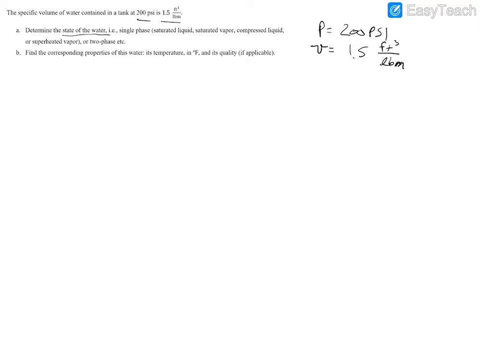So if it's a single phase, such as a saturated liquid, saturated vapor, compressed liquid, superheated vapor, or if it's a two-phase mixture, so somewhere in between the saturated region. And we also have to find the temperature in degrees Fahrenheit, as well as the quality if possible. So if it's not a compressed liquid or a superheated vapor, we should be able to find the quality.